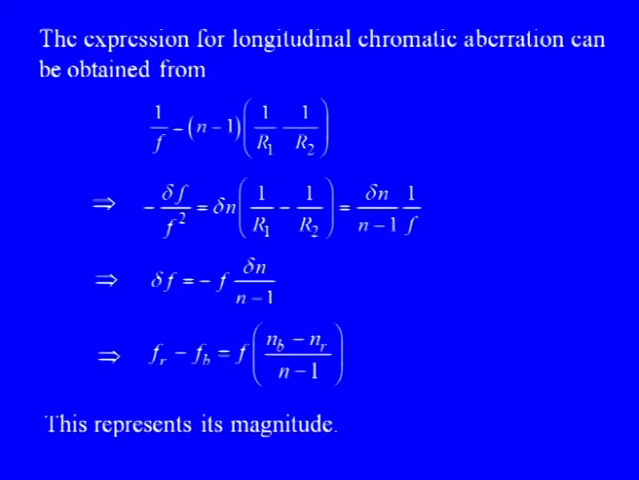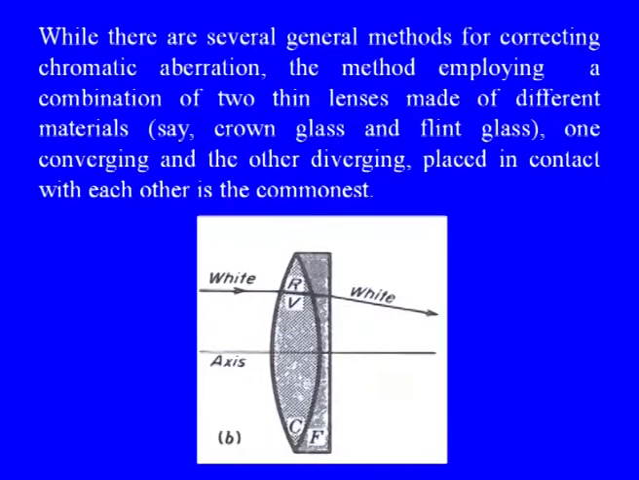So, this means the difference between the focal lengths for red and blue, f_r minus f_b, is equal to f times delta n, meaning refractive index for blue minus refractive index for red, divided by n minus 1. Now let us look at possible methods to make an achromatic combination, at least to minimize chromatic aberration or to try to eliminate it.